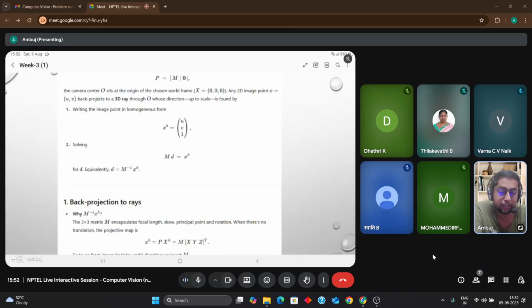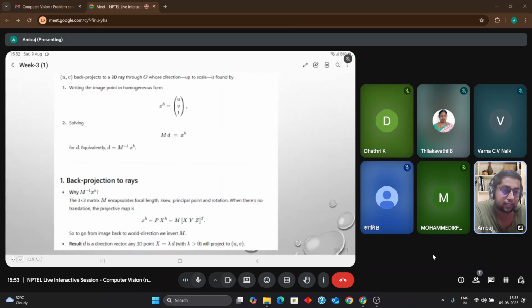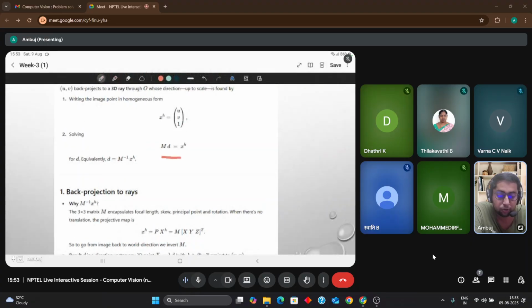Any 2D image point x, written in the form of coordinates (u, v), back projects to a 3D ray through O, whose direction up to scale is found by writing the image point in homogeneous form (u, v, 1) and solving Md equal to x_h. Now you try to calculate the direction d as M inverse x_h. Why are we calculating the back projection?